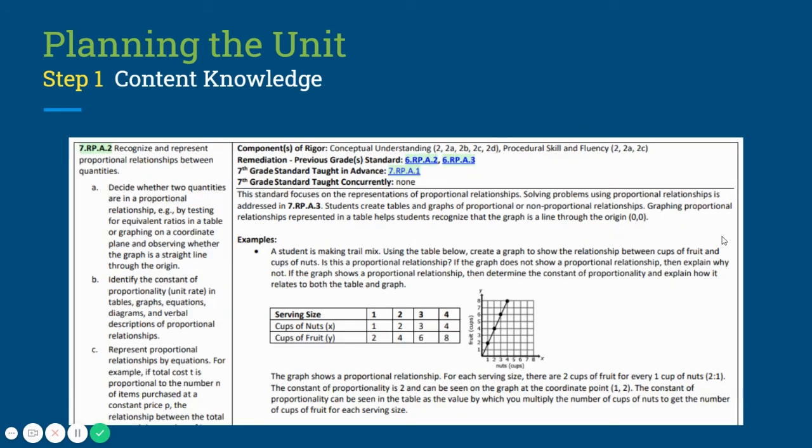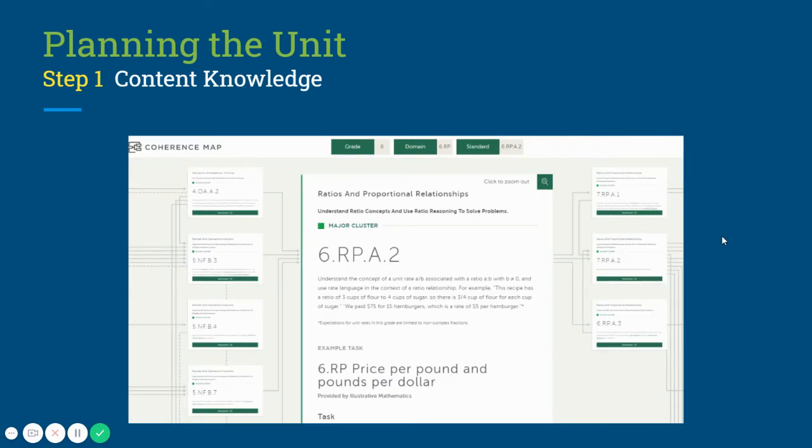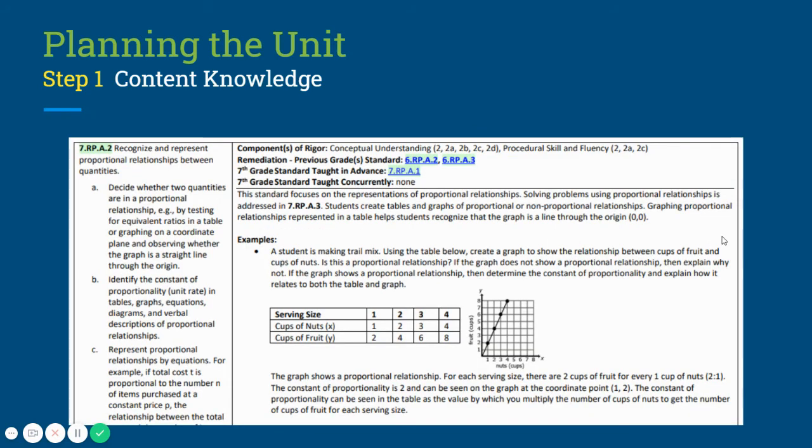And in the same light, let me go back here to the coherence maps. If I'm an 8th grade teacher and I want to see what this is building toward, then I could look out to the right and see standards that this is building toward. And same thing in the companion documents, I could look at those.